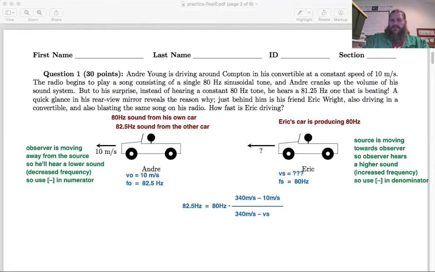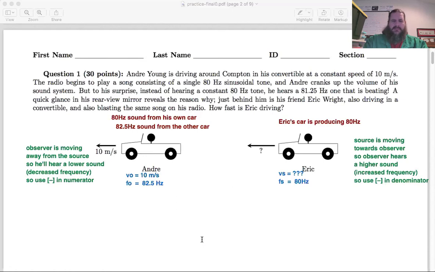And ultimately, what are we trying to solve for here? What's our goal? Oh, we're trying to find the velocity of Eric. Yeah, in other words, the variable V sub S. So let's simplify this a little bit first. This 80 hertz here, I'm going to divide both sides by 80 hertz. So 82.5 divided by 80. And that way hertzes and hertzes cancel out, so we're just going to get unitless.